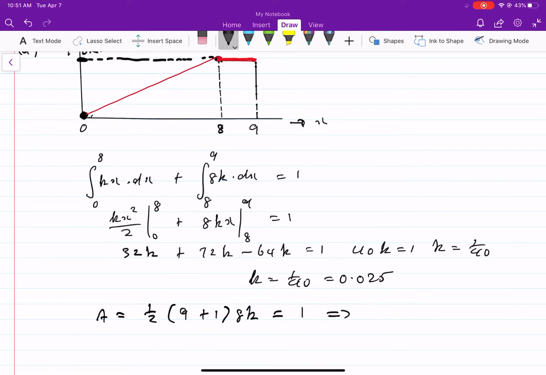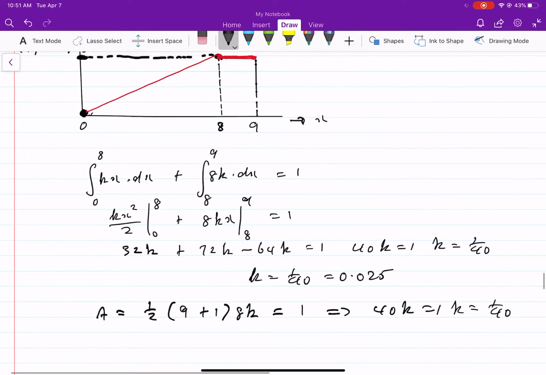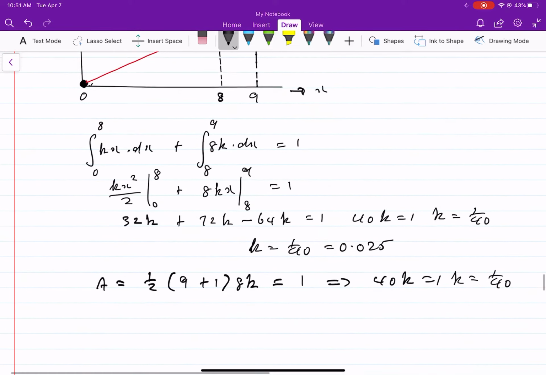9 and 1 is 10. A half of 10 is 5. 5 times 8k is 40k. 40k is equal to 1. K is equal to 1 over 40. That's not too bad, to just recognize it as a trapezium and find the area. Like I said before, if you didn't recognize a trapezium, then you should certainly recognize a triangle plus a rectangle.